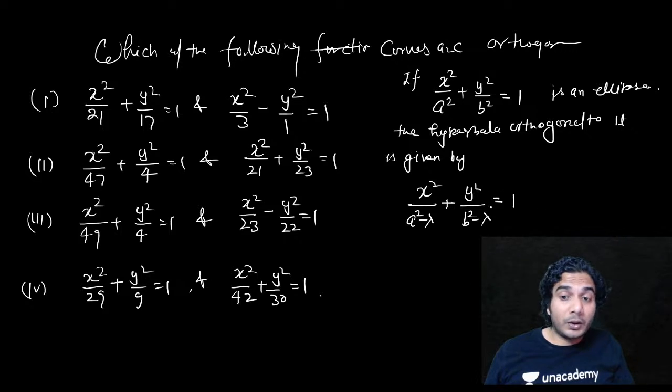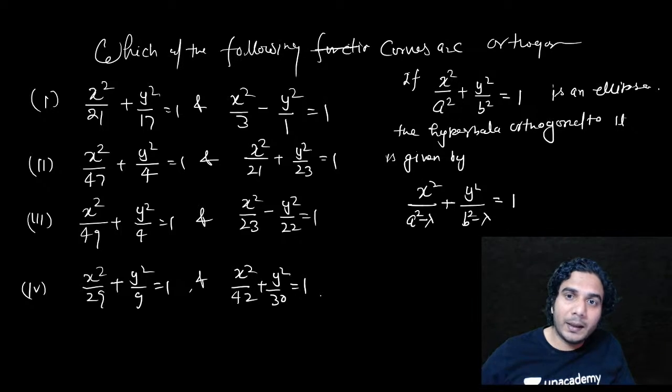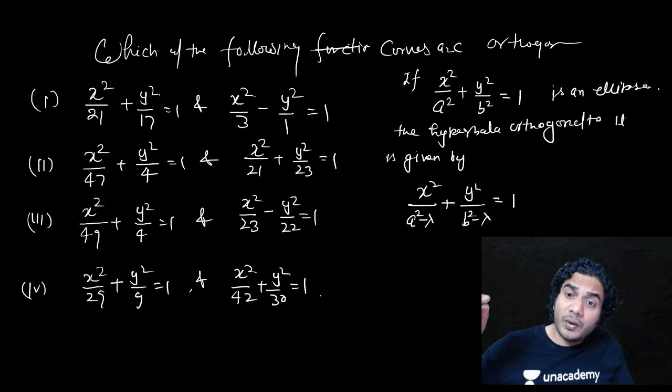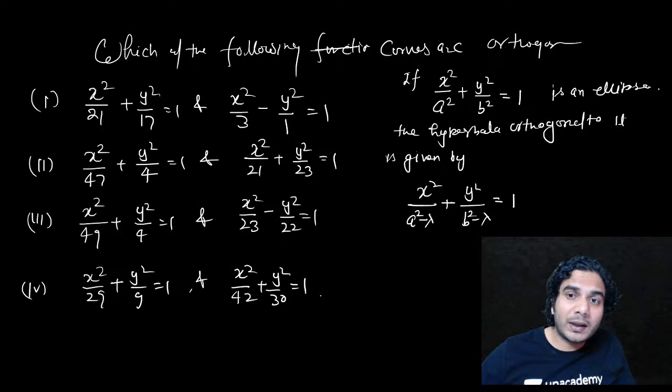Where is this lambda now? This is a hyperbola. It should be a hyperbola, because if lambda is less than a square and b square, then it will remain an ellipse. It will remain an ellipse, and that ellipse will be basically confocal with the first ellipse, but it won't cut it. So that won't be orthogonal to it.